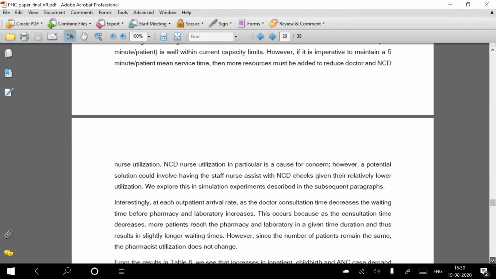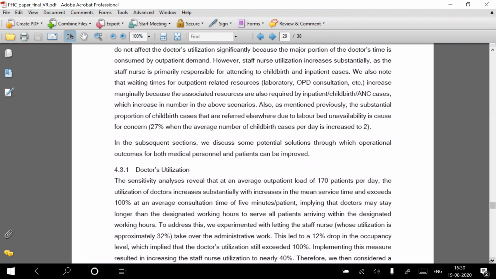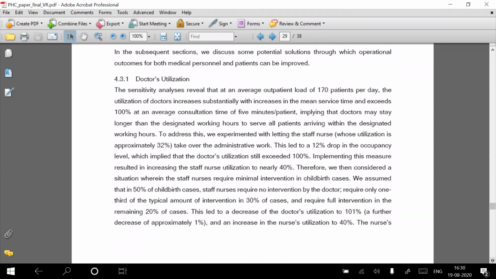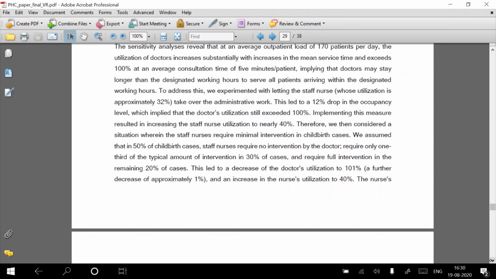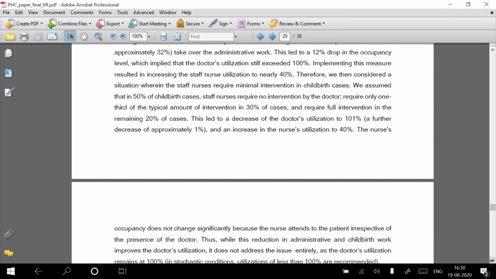So here we said, okay, one of the things that we're interested in is, how can we reduce the doctor's utilization when you have a large demand, right? So for that, we simulated a bunch of scenarios. So we said, okay, maybe the administrative work for the doctor can be taken over by the nurses, right? That sort of thing. We then said, okay, let us reduce the amount of time they spent on childbirth cases, because usually in a lot of cases the nurses are able to handle it quite well. So that is one example.